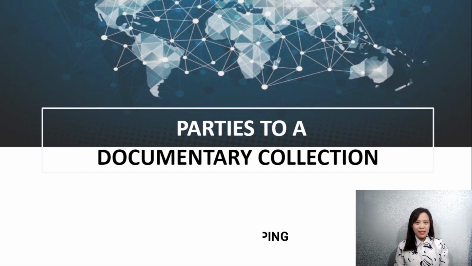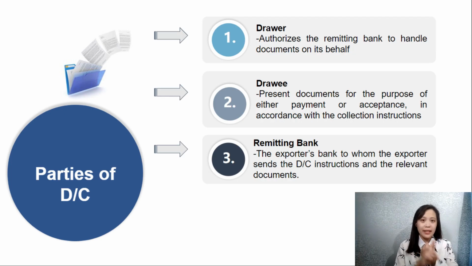Good day everyone, my name is Lau Ping Ping, matric number 263613. I will be sharing information about the parties of a documentary collection, or DC. Actually, there are a few main actors or parties involved in this. Firstly is the drawer. The drawer is the party who authorizes the remitting bank to handle documents on its behalf. The drawer is normally the seller, the exporter, or the payee of the draft.